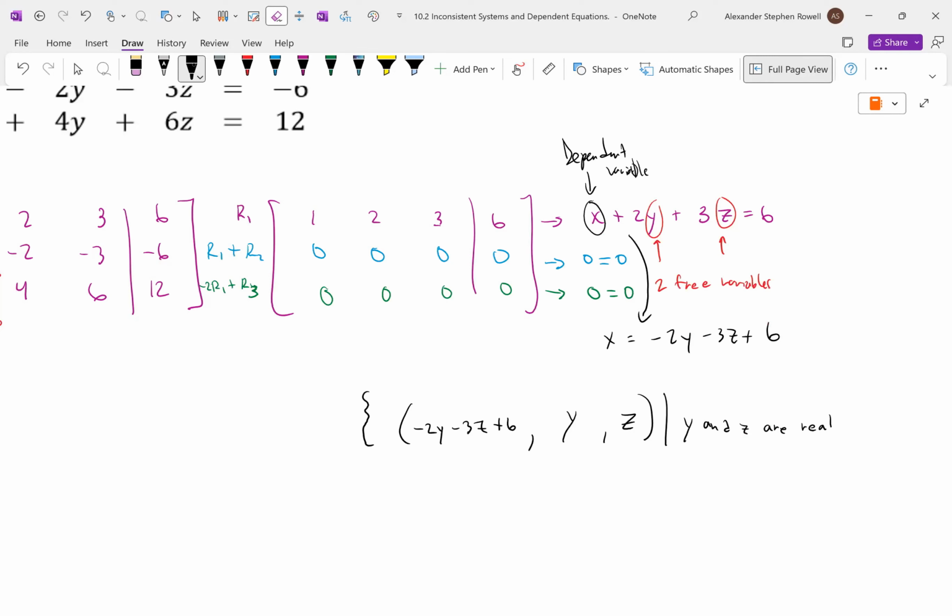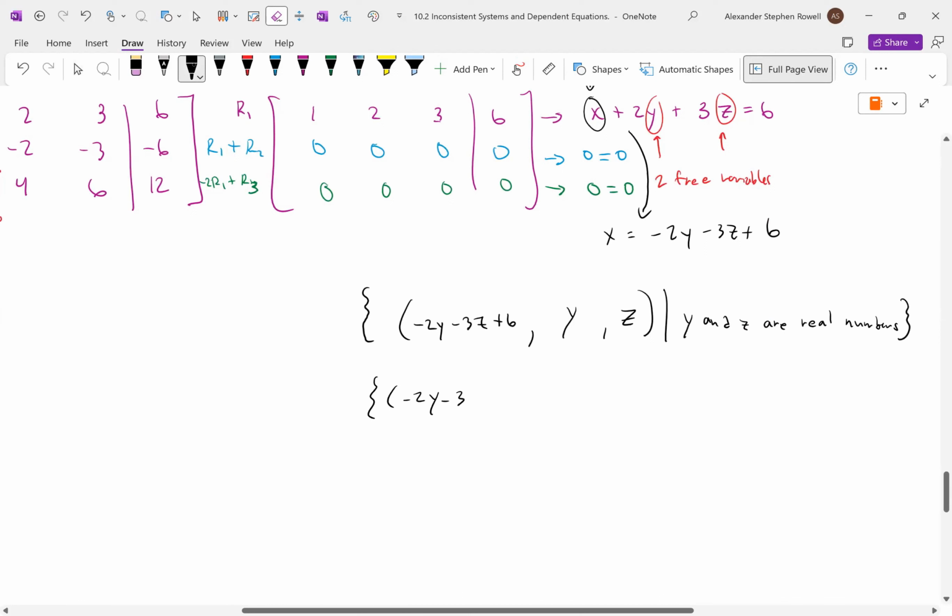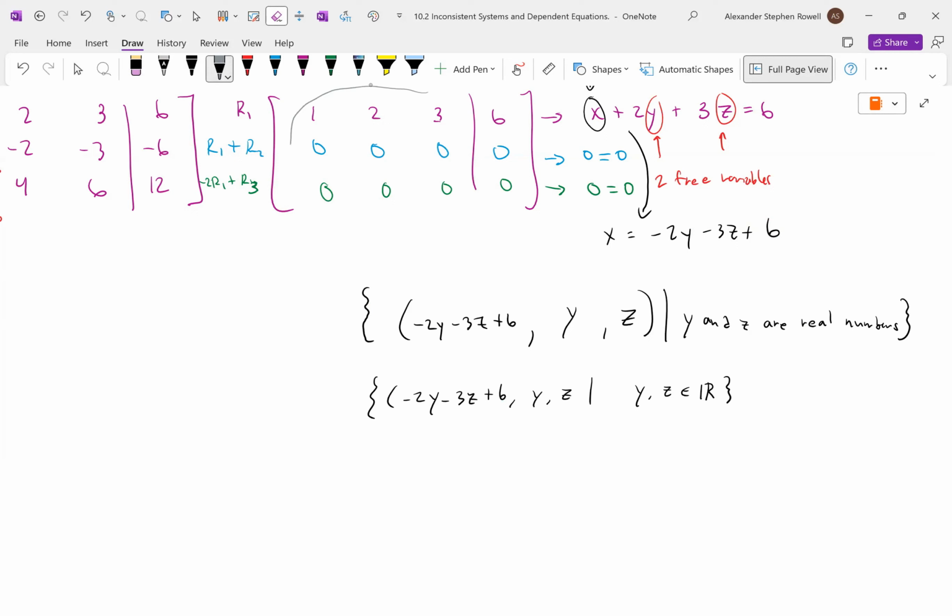If you're feeling a little lazy and you want to write cool math notation, it can be abbreviated a little bit further into y, z in the set of real numbers. All right, any questions about this? We must get this side into Gauss-Jordan form.